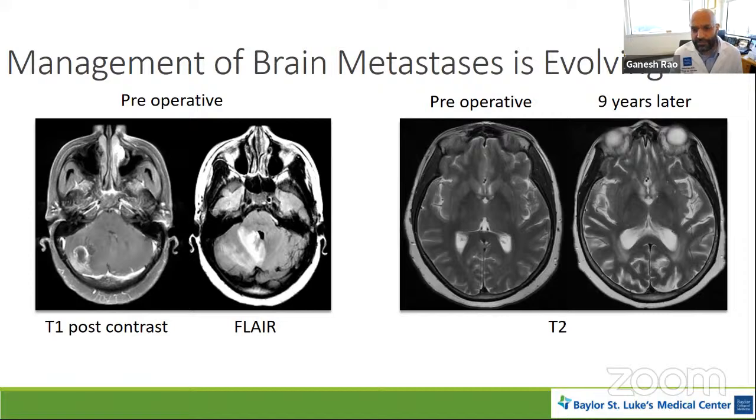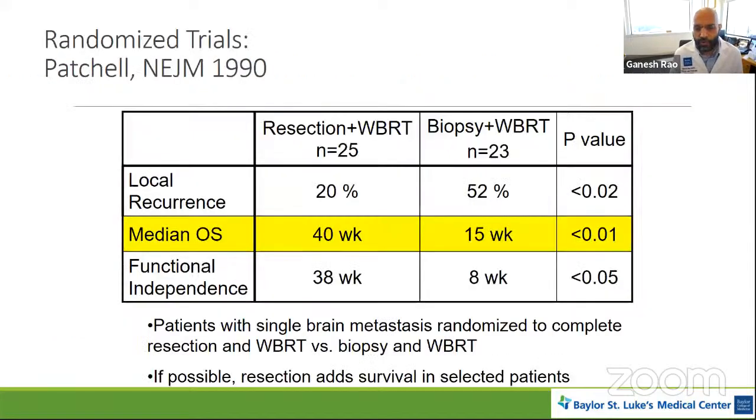Now look at it 9 years after whole brain radiation, there's significant volume loss. You can see the significant atrophy throughout her brain. And this patient is not nearly as cognitively intact as she was before. The whole brain radiation we know has a significant impact on this. But whole brain radiation clearly has a role and it had a significant role.